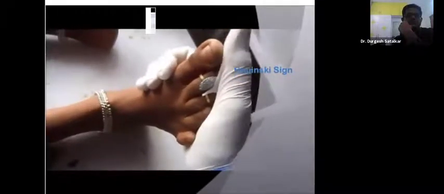Here you can see, if you are stroking the leg of the patient, there will be dorsiflexion and fanning of the great toe as well as all the remaining toes. As well, this is a clonus. If you apply a force, then there will be rhythmic discharges. This is called clonus, and there will be hyperreflexia.